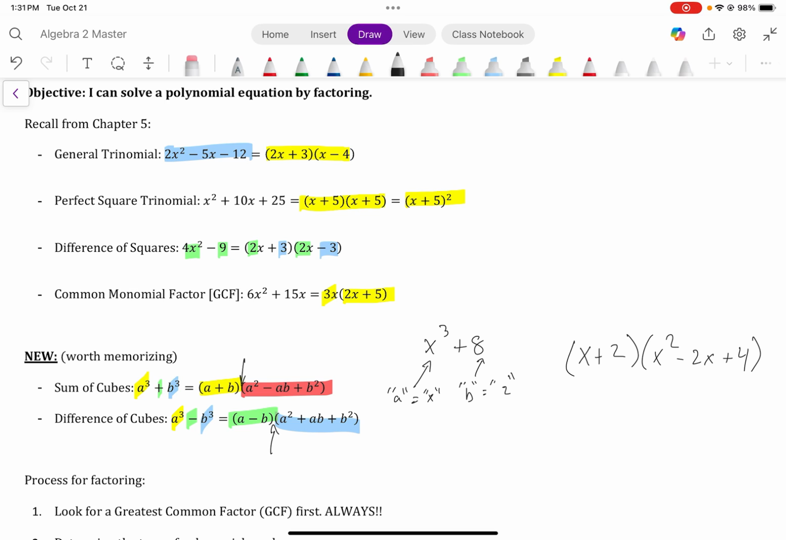You could use these exact same numbers that we just did. If we had x cubed minus 8, it would become x minus 2 times x squared plus 2x plus 4. The numbers will be the same. The signs will be different. These two things are not equivalent. They are not equal to each other, so it's important that you know where your signs are.